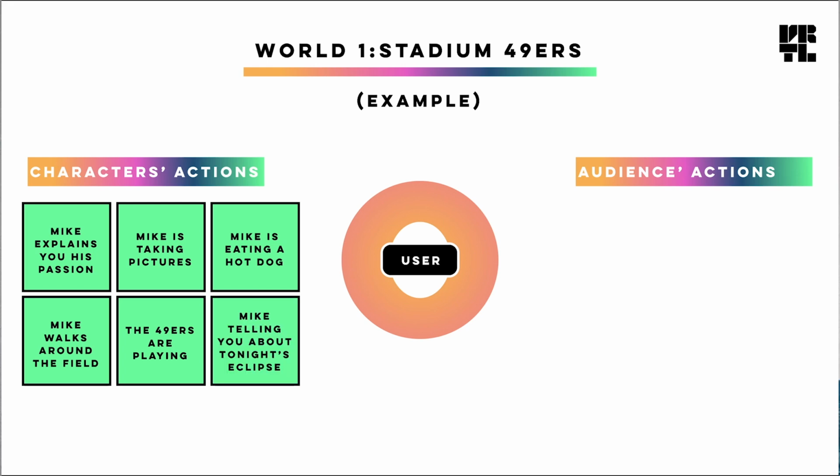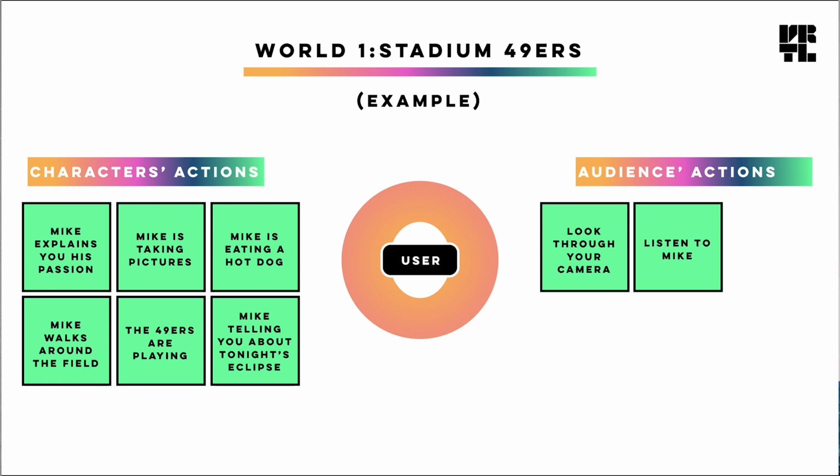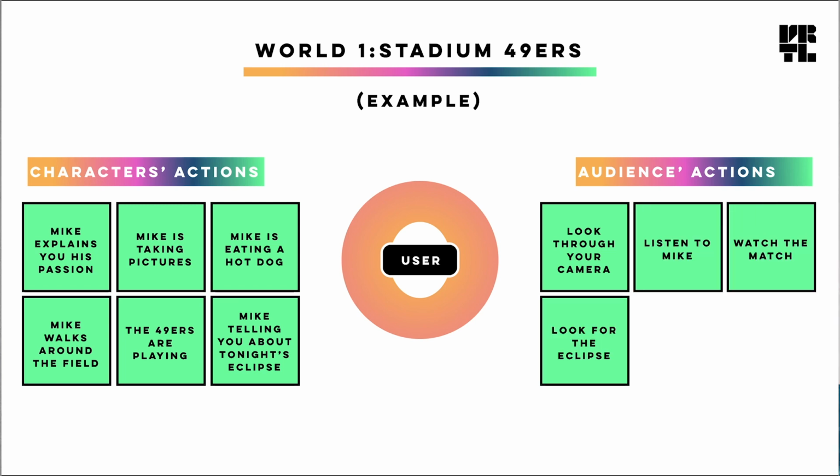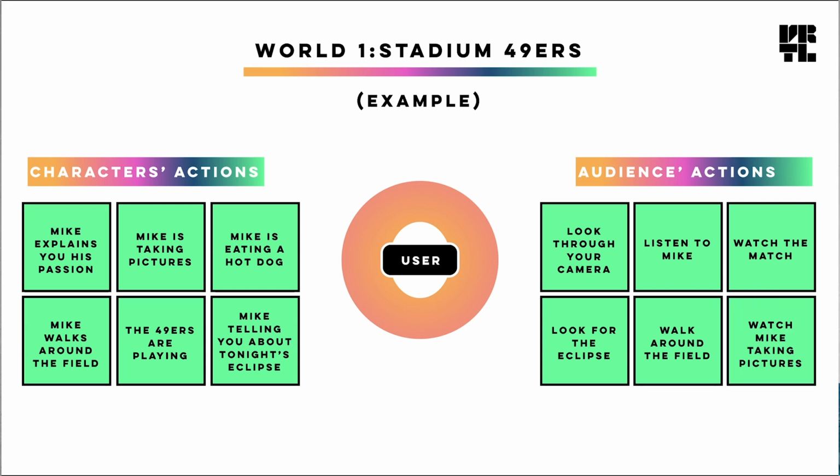For the audience, I have written down that I could be looking through my camera, because I've imagined that Paul, the character, but also who the audience is impersonating, might have a camera hanging from his neck, so you can use it and interact with the camera. You can also listen to Mike, watch the match, look for the clips, walk around the field, and watch Mike taking pictures. I just took a few notes for each because I didn't have more space, but I would actually advise you to take many more. I would say at least 15 to 20 for each.